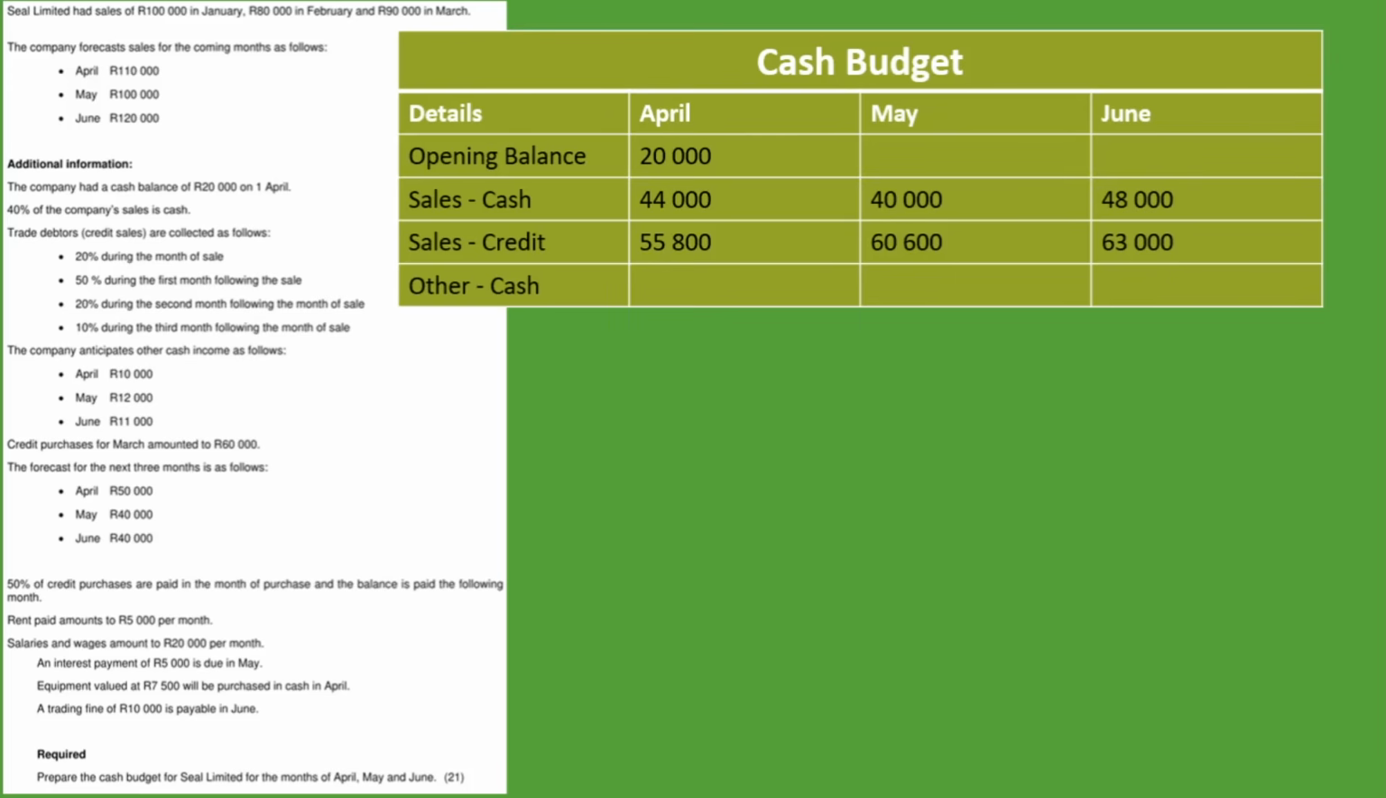Other cash. The description doesn't really matter if you had written other cash income or other cash. That doesn't matter as long as you're doing your cash budget correctly. And then we put the 3. So we put them all there. So we are done with that one.